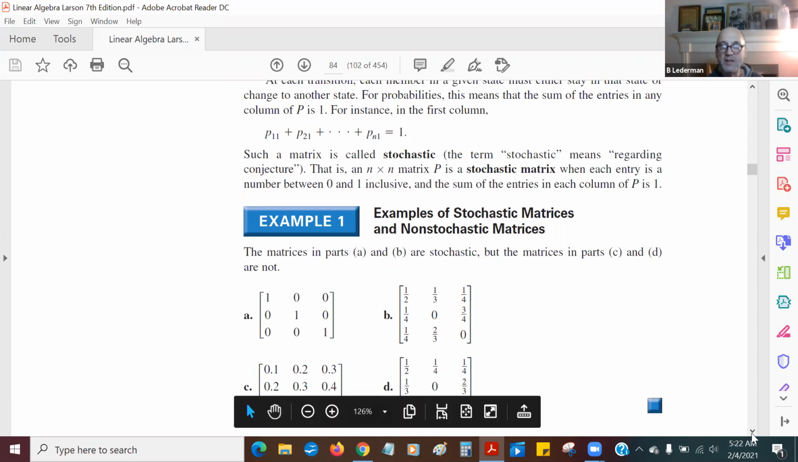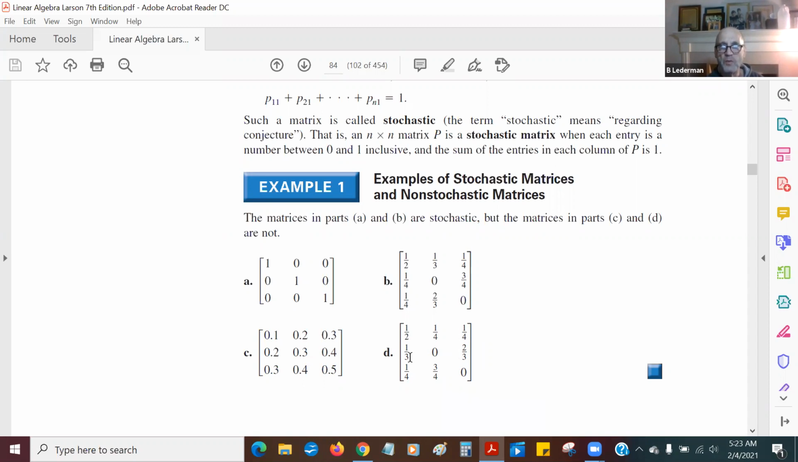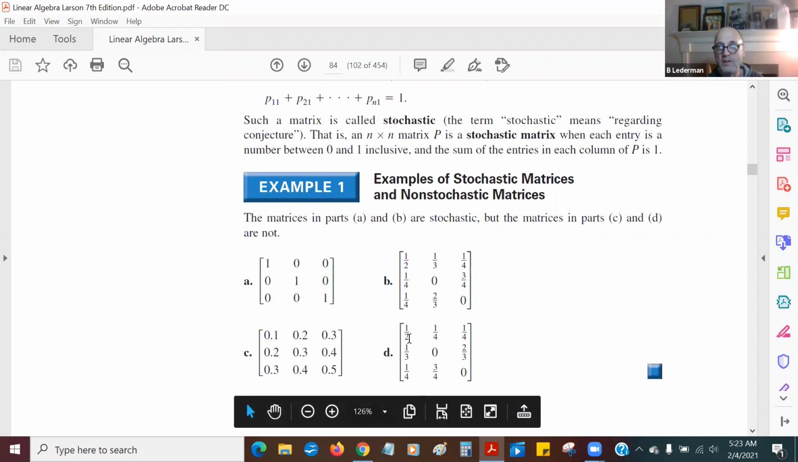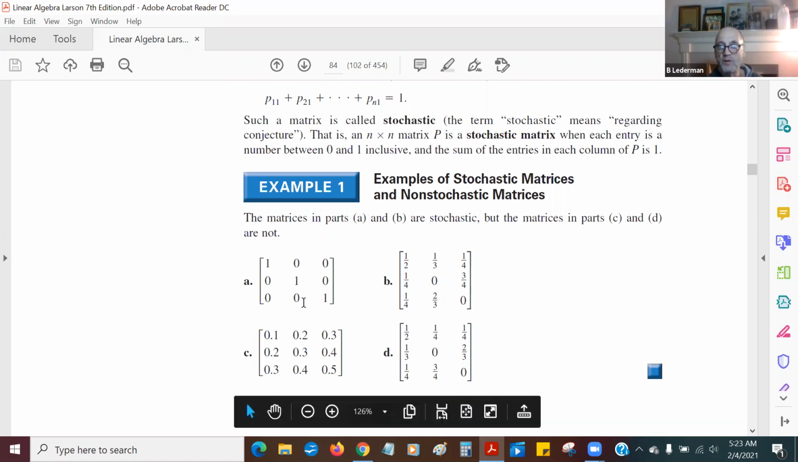Now matrices C and D are not stochastic because they don't add up to 1. You see here, 0.1, 0.2, 0.3. These numbers do not add up to 1. So matrix C is not a stochastic matrix. And matrix D is also not, because 1/4 plus 2/3 does not add up to 1. 1/2 plus 1/3 plus 1/4 actually adds up to more than 1. So A and B fit the bill for a stochastic matrix. C and D do not.